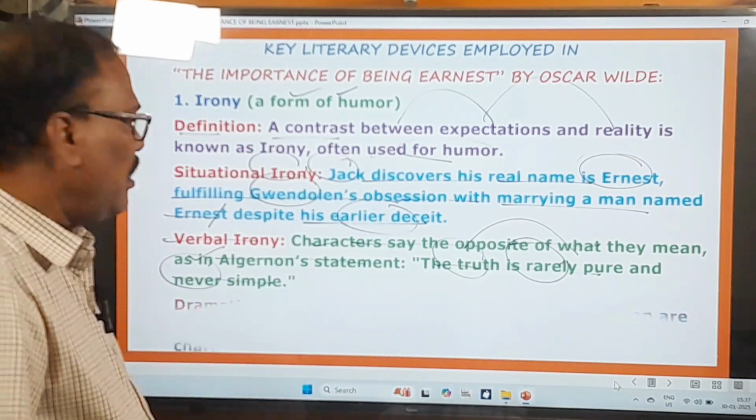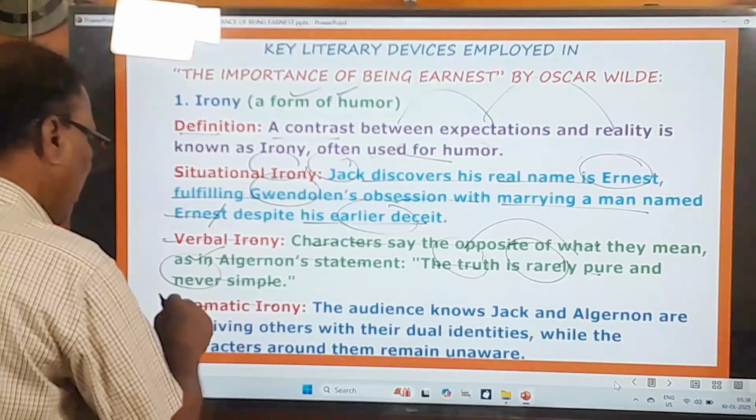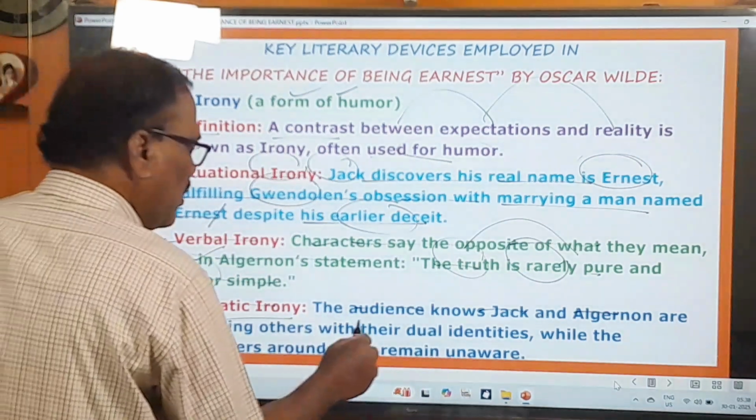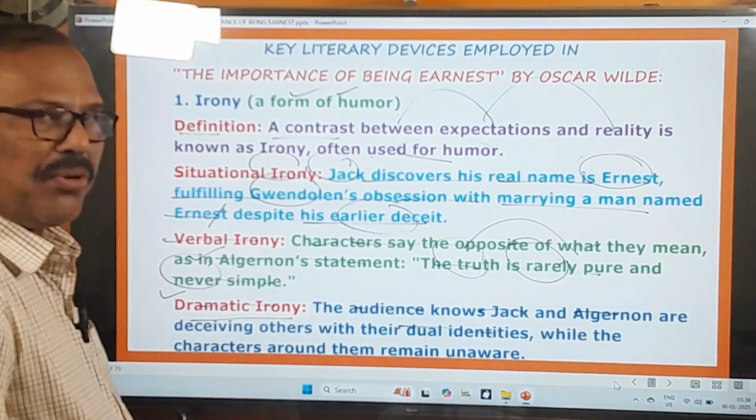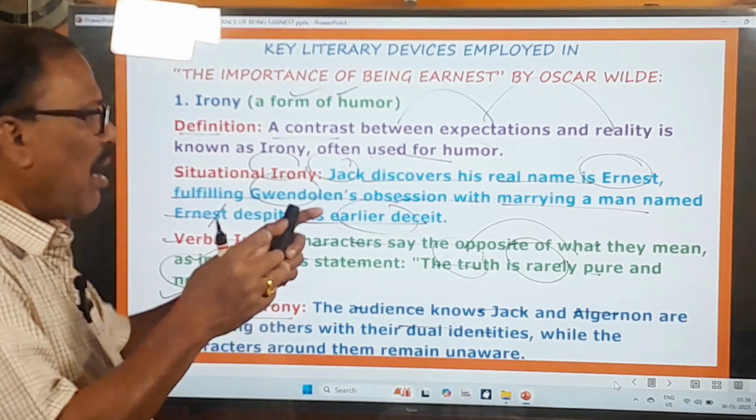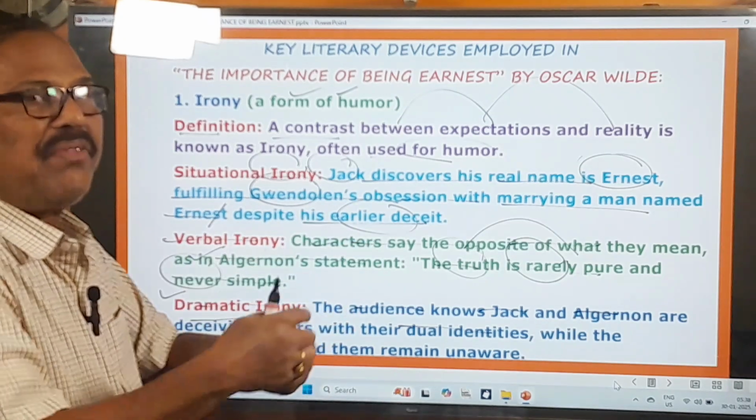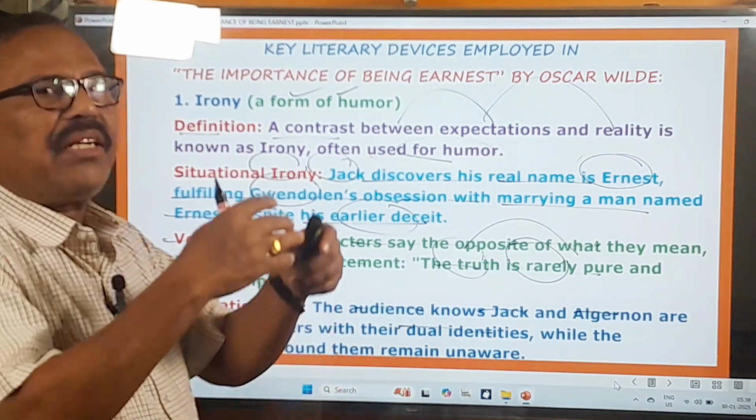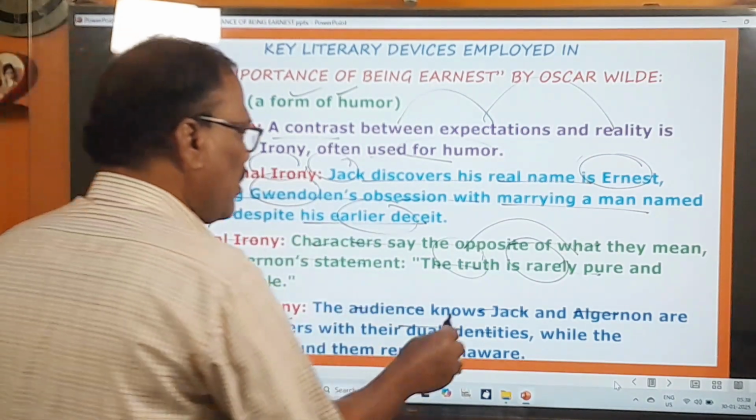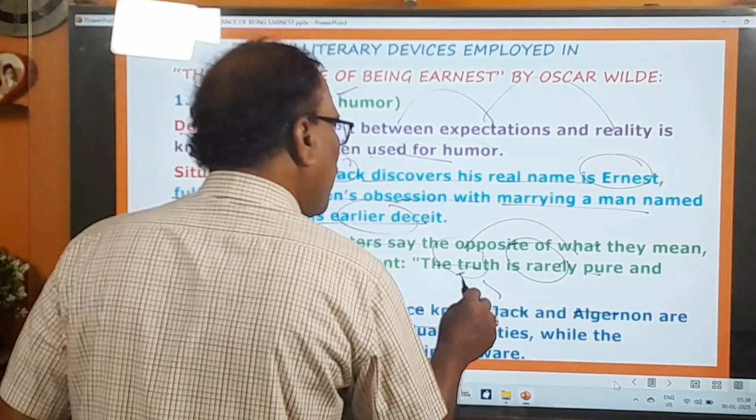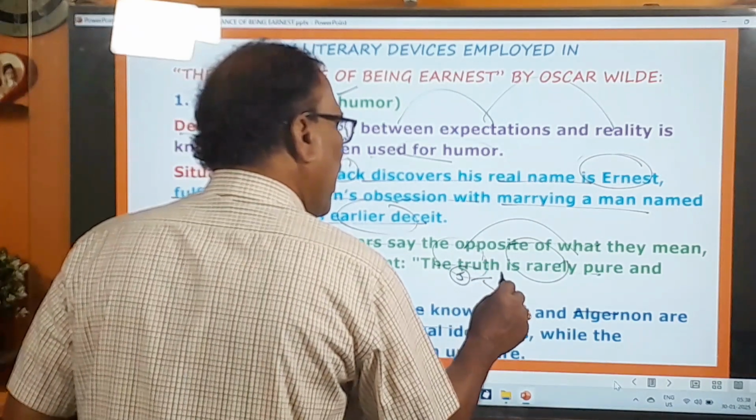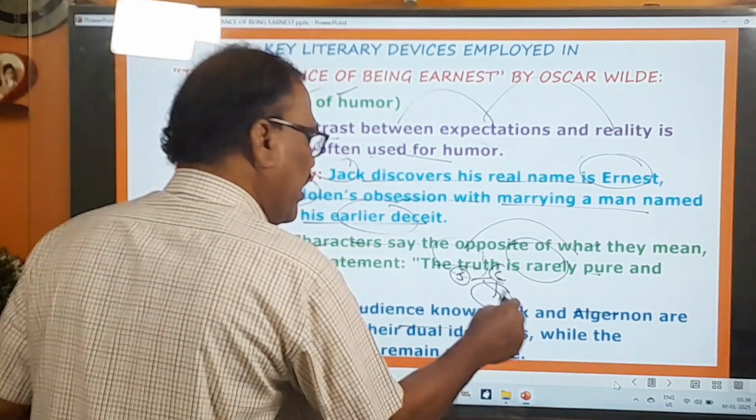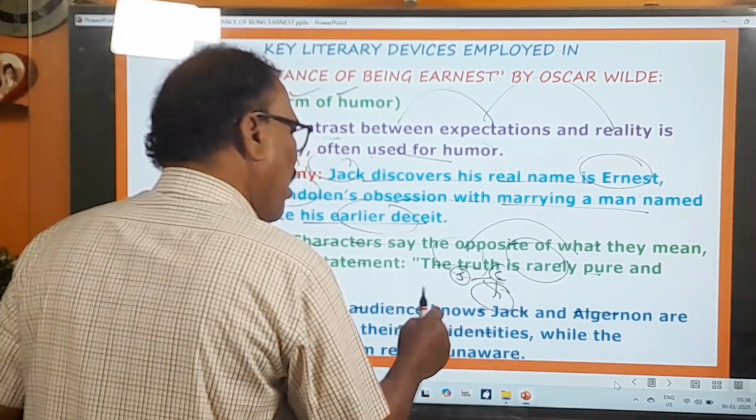You go to the third irony, dramatic irony. You know this very well. The audience knows Jock and Algernon are deceiving others with their dual identities. All of you know that both of them are deceiving the people with their dual identities. Dual identities means double identities, because Jock is known as Jock himself in the countryside, and Ernest in London. And in this way he is maintaining double identities.